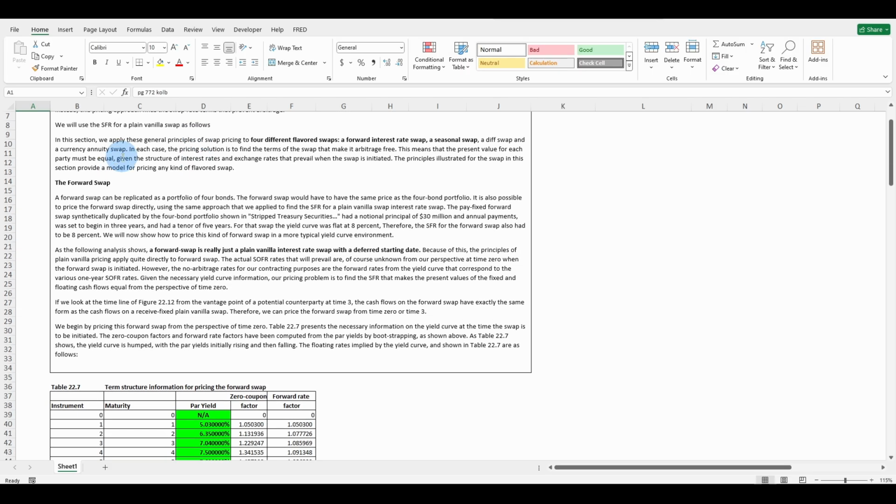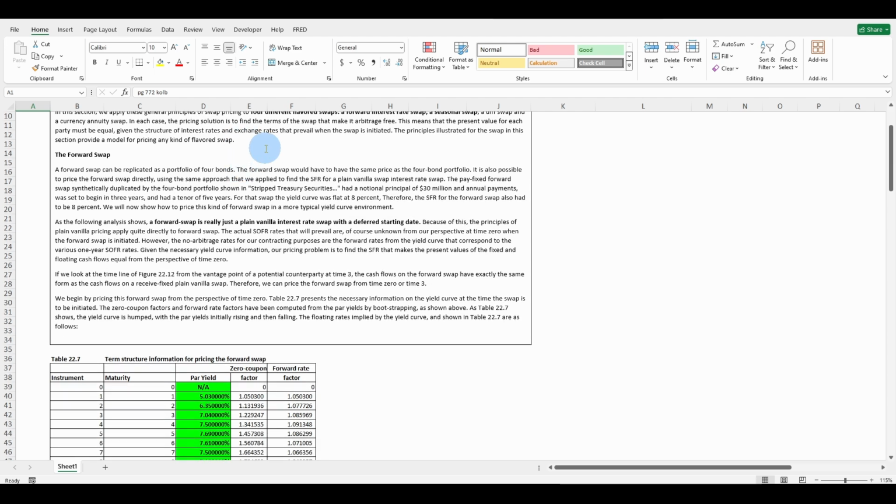In this section, we apply these general principles of swap pricing to four different flavored swaps: a forward interest rate swap, a seasonal swap, a diff swap, and a currency annuity swap. In each case, the pricing solution is to find the terms of the swap that make it arbitrage-free. This means that the present value for each party must be equal given the structure of interest rates and exchange rates that prevail when the swap is initiated. The principles illustrated for the swaps in this section provide a model for pricing any kind of flavored swap.